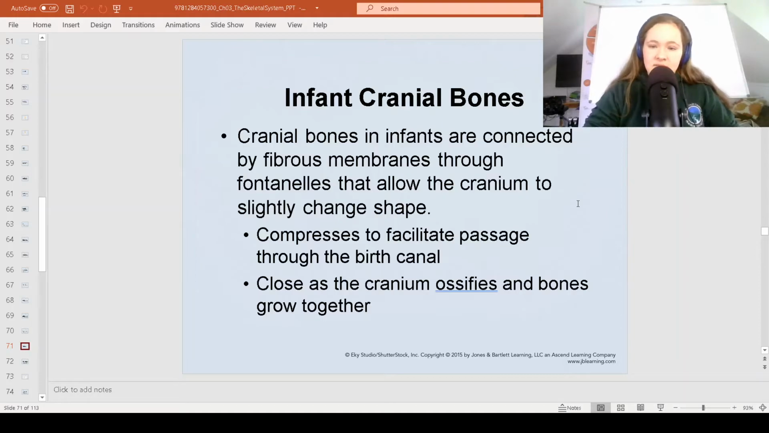Infant cranial bones. The cranial bones in infants are connected by fibrous membranes through fontanelles that allow the cranium to slightly change shape. It compresses to facilitate passage through the birth canal, and they close as the cranium ossifies and the bones grow together.